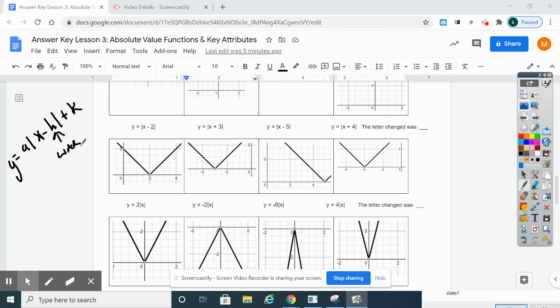Because remember on k, when it was positive, it went up. When it was negative, it went down. That makes sense intuitively to me. When something's positive, it should go up, and when something's negative, it should go down. But look what h does, the liar. And this guy is -2. Remember, the parent function lived at the center. Where did this guy go? Looks like his vertex is over here at 2.